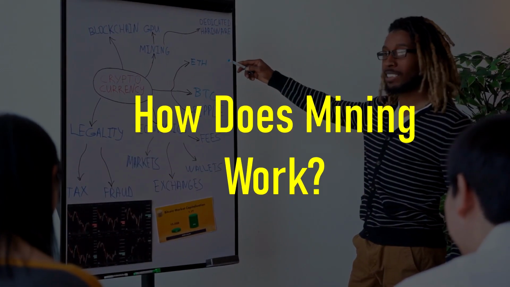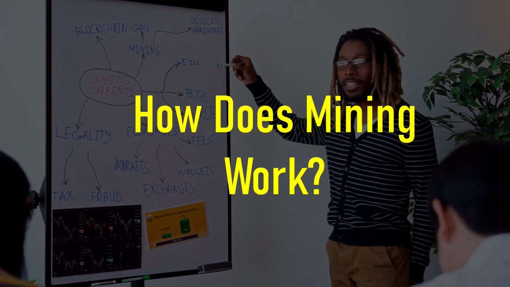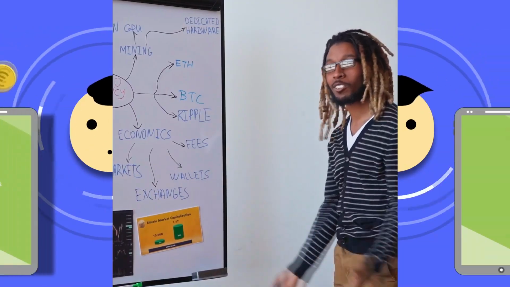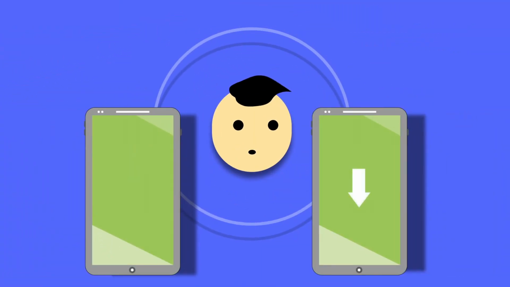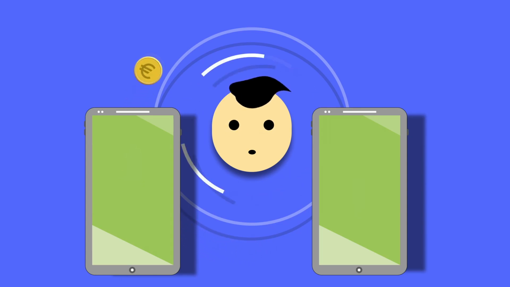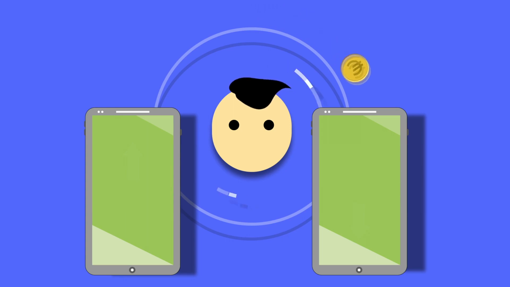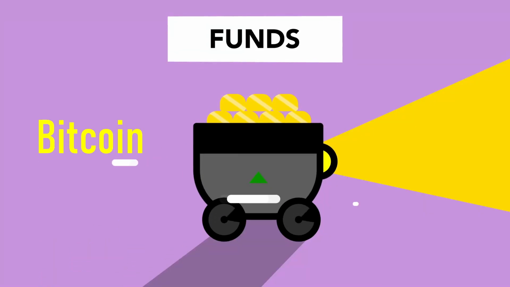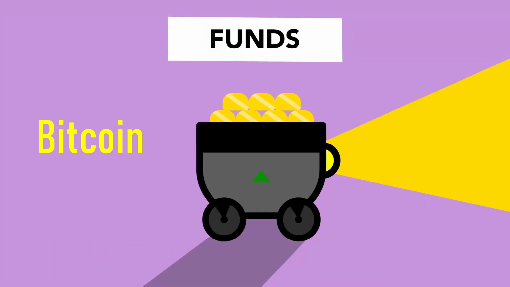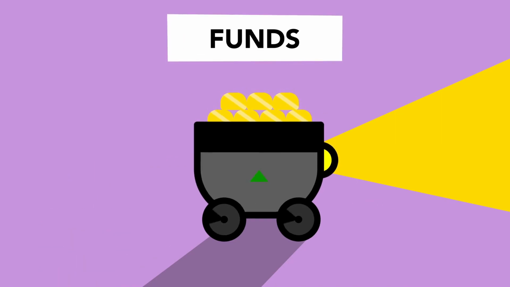How does mining work? Bitcoin mining is the process of adding transaction records to Bitcoin's public ledger of past transactions. In this way, new Bitcoins are created and given out as a reward. The Bitcoin protocol specifies that the reward will be halved every 4 years, until it reaches zero in 2140. For example, if you mine Bitcoin today, after 4 years you'll only receive half as many Bitcoins.